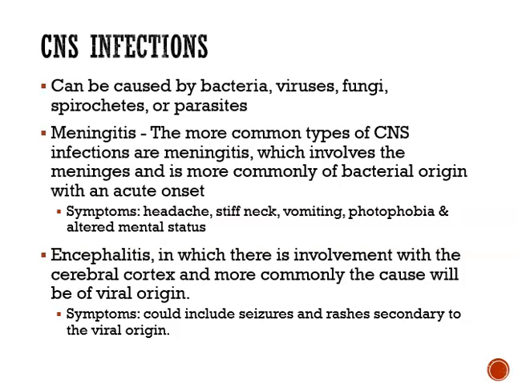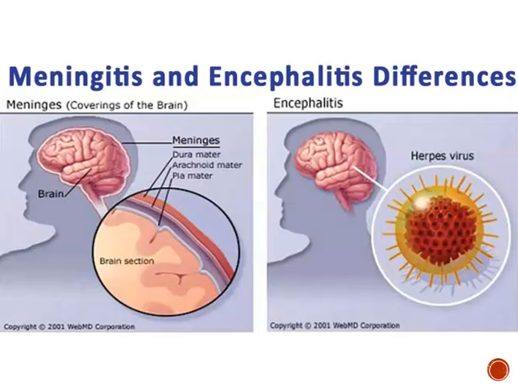And then encephalitis is when it's still an infection of the CNS, but there's involvement with the cerebral cortex. The more common cause of encephalitis is viral origin. So symptoms with encephalitis could include seizures and rashes that are secondary to the viral origin. So we're going to focus more on meningitis since they're more commonly of bacterial origin. And here's a visual representation of the difference between meningitis and encephalitis.